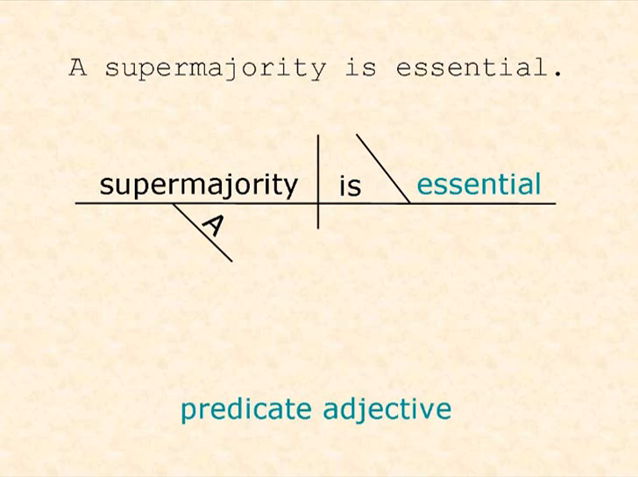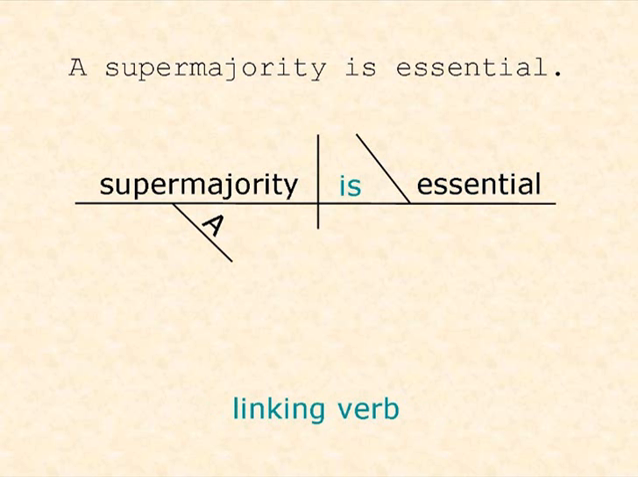I'm catching on now. The predicate adjective describes the main subject. Diagram the predicate adjective after the backward slash pointing to the subject it describes. In this diagram, essential for a supermajority, essential is the predicate adjective. And is is the linking verb.